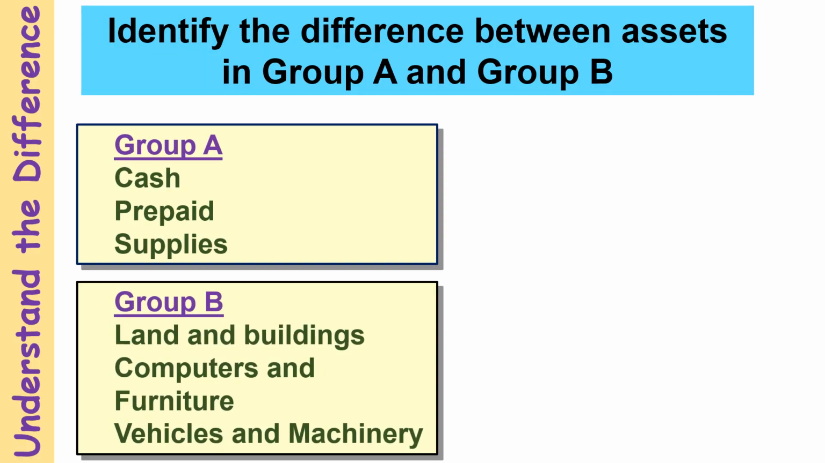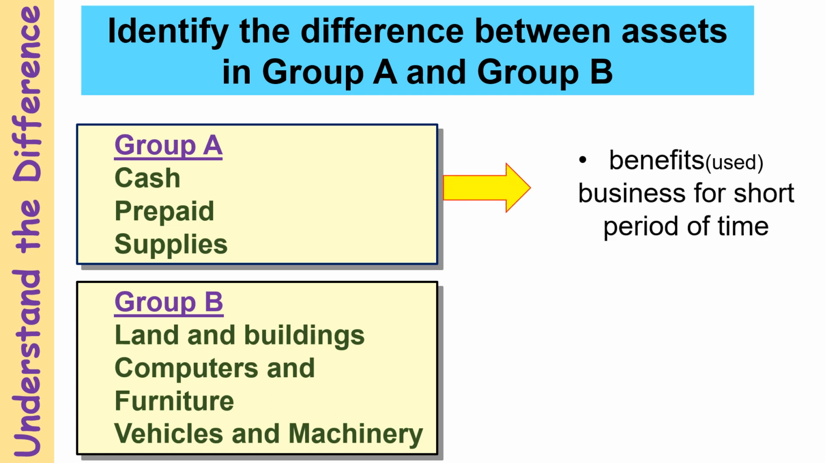Here are two groups of assets. Let's identify the differences between these two groups of assets. One way of looking at the difference is to ask ourselves a question: how long are they going to be used by the businesses? In other words, how long are they going to provide benefits to the business?